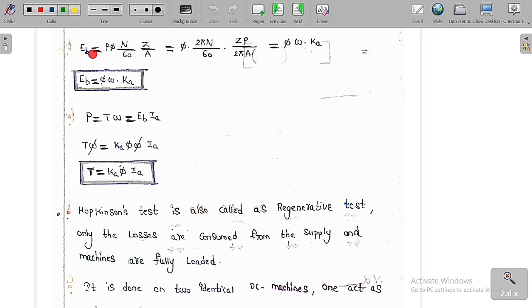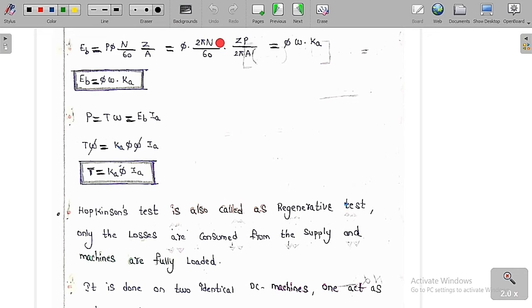So I have already told you the generated EMF and the back EMF in a DC motor, the formula is the same, which is Eb is equal to P phi into N by 60 into Z by A. Let me multiply by 2 pi and divide by 2 pi here and here, then I am going to get like this, phi into 2 pi N by 60 into ZP by 2 pi A.